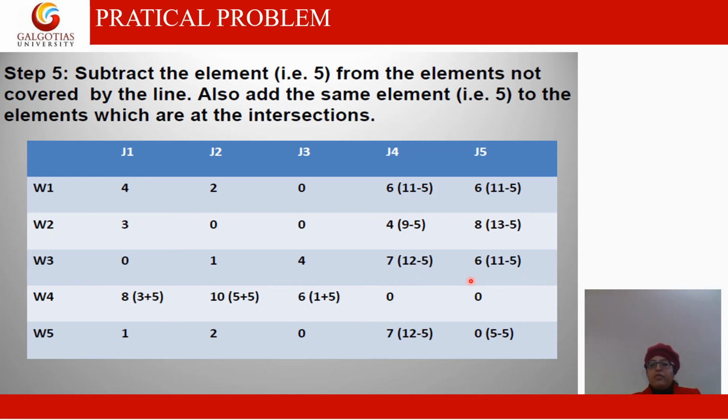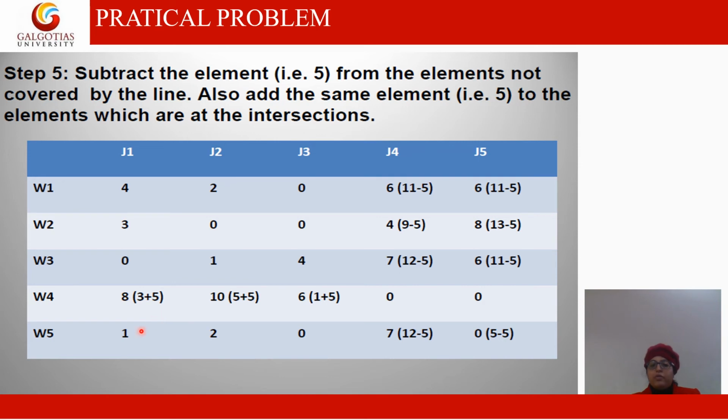Then, I will be looking for the intersecting line. As you can see in row 4, we have 3 intersecting lines which are meeting at the same point. So, 5 will be added at those intersecting points. So 3 plus 5 is 8, 5 plus 5 is 10, 1 plus 5 is 6, and we are going to put these values there.